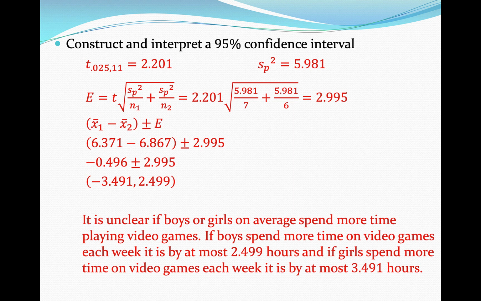If girls spent more time playing video games, it is by at most 3.491, and the reason we know that is because mu1 minus mu2 to be negative means mu2 must have been bigger. Since girls were sample 2, the negative represents the most girls could have played video games more than boys. At the end of the day, we can't conclude who played more, but the confidence interval does give us a little more information. It says by at most how much each group could have played more with 95% confidence.